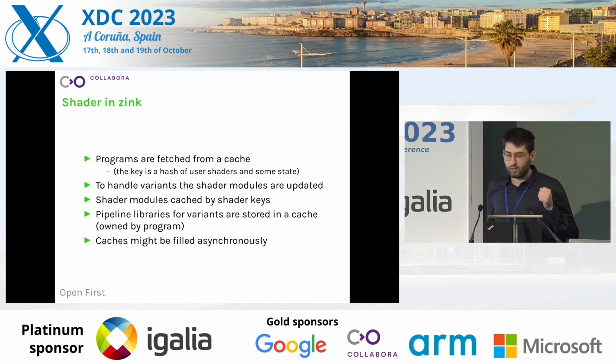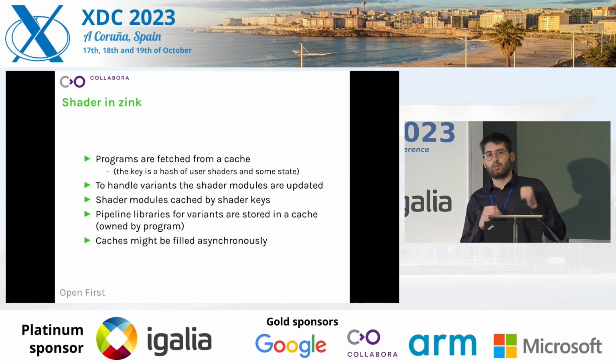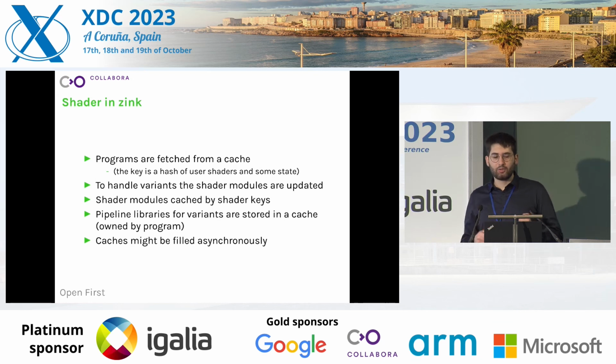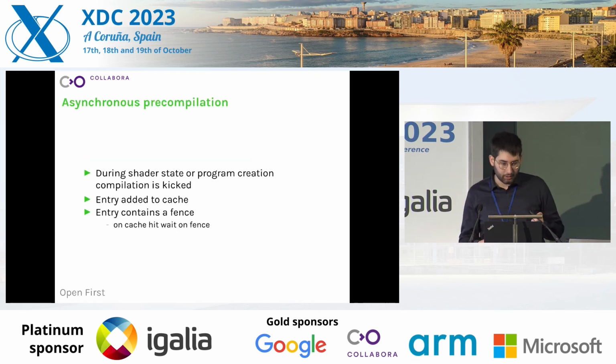So to handle variants, the way Zink works is the same Zink program gets updated. This thing called Zink program more or less corresponds to the GL program, but not quite. And when we need a variant, we update the modules on it. And obviously we need a new pipeline library for that combination of modules. So there's also a pipeline library cache. The caches might actually be filled asynchronously. So this is how precompilation actually works, by filling caches asynchronously.